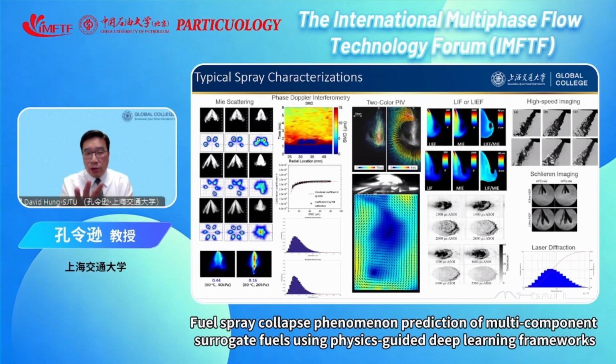Again, you can see that we can use mie scattering to look at the pictures of the spray, use phase Doppler interferometry to look at the particle sizing information, and use 2-color PIV to look at the liquid phase versus the ambient phase and the velocity flow field among the 2 interactions. You can use laser-induced fluorescence or exciplex fluorescence to look into, again, liquid phase versus the vapor phase, and high-speed imaging, shadowgraph imaging, or laser diffraction to look into the other parts of the spray.